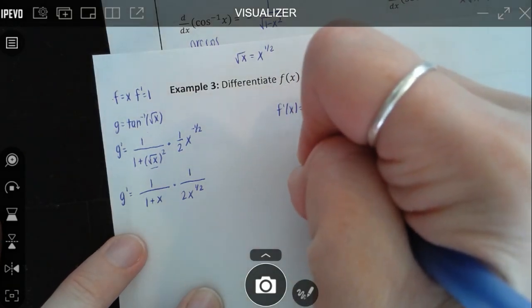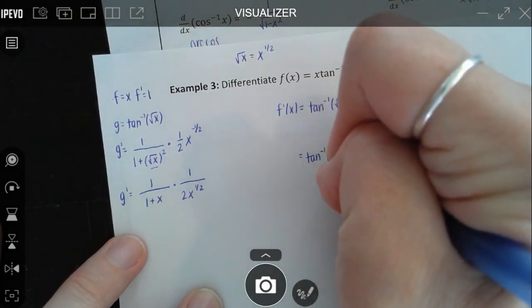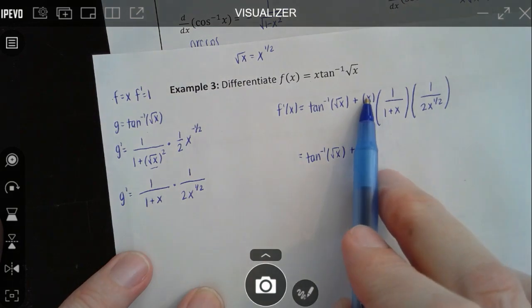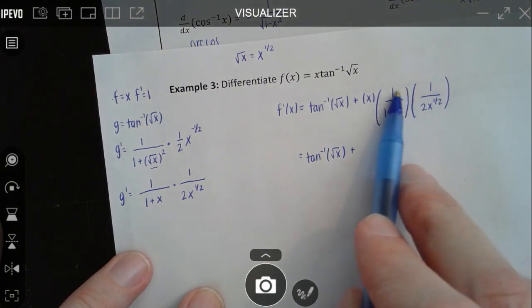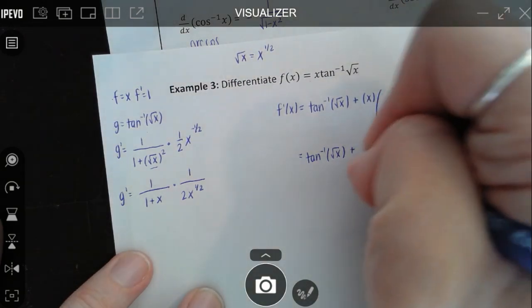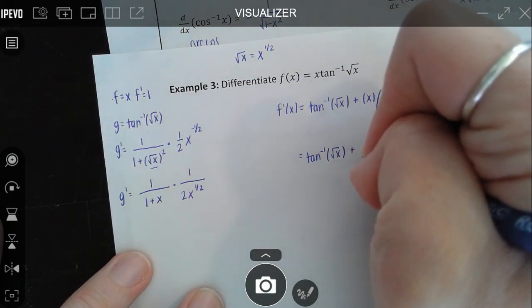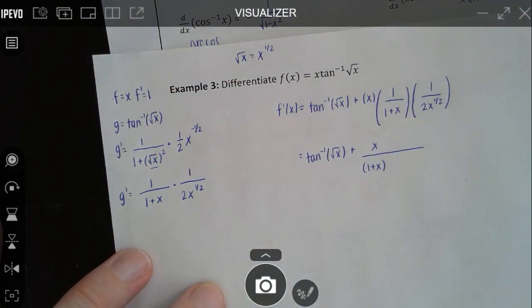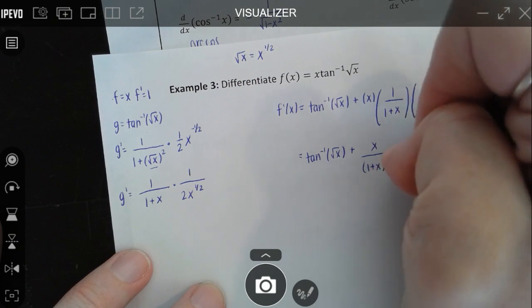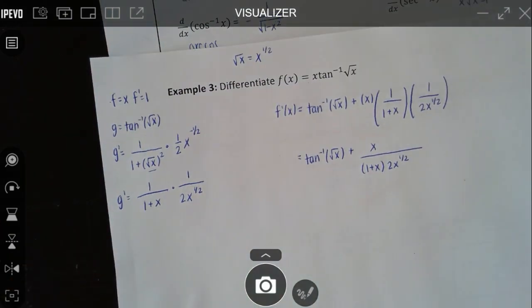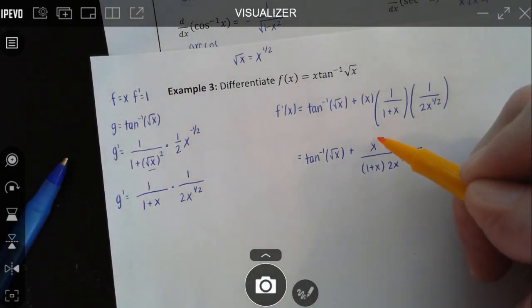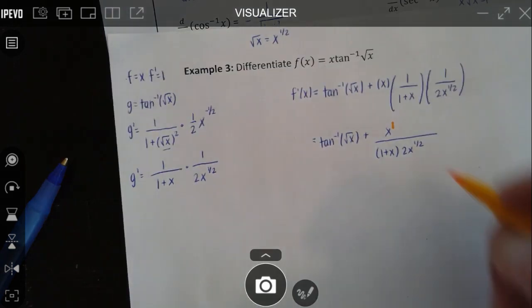So I'm going to bring down that inverse tangent of square root of x. I'm going to bring the x just in the numerator here. x times 1 is just going to give me an x. And then I have a quantity of 1 plus x from my first denominator, and then I have a 2x to the 1/2 in my second denominator. So here, my exponent on this x is really a 1.